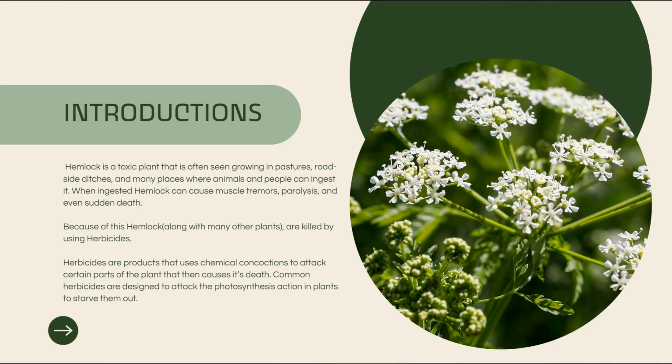Because of this, hemlock and many other plants are often killed using herbicides. Herbicides are products that use chemical concoctions to attack certain parts of the plant that cause death. The most effective and most common herbicides are those that attack the system of photosynthesis. Attacking photosynthesis eventually causes the plants to starve out and die.